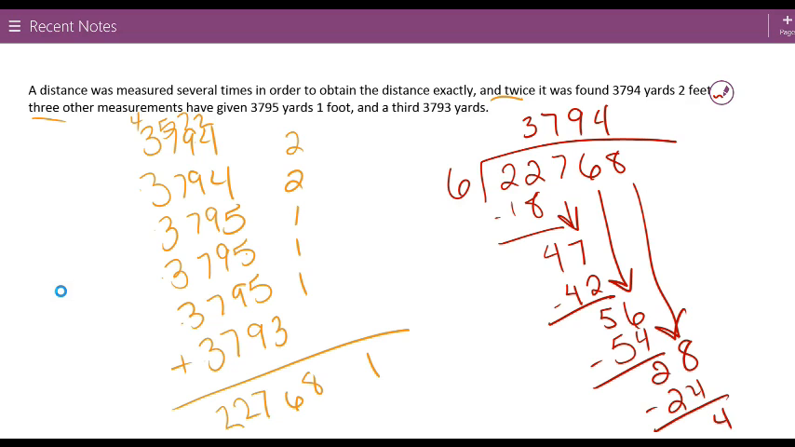Okay, so now we have 3,794 yards with a remainder of 4/6 of a yard. 4/6 of a yard is the same as 2/3 of a yard, which is the same as 2 feet. We also have that other foot that I took off. But then that other foot would end up being 1/6 of a foot, so then that would be 5/6 of a yard.